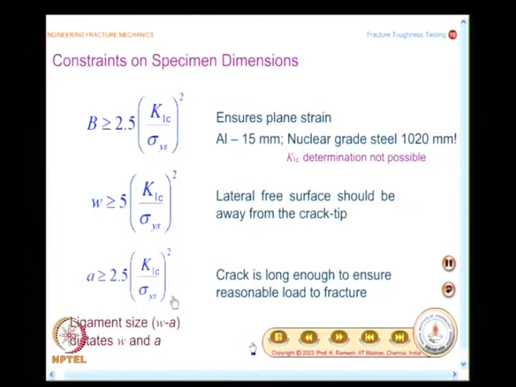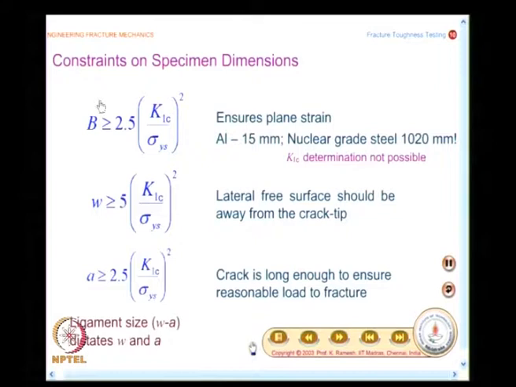And if you have really noted in all the standard specimens for fracture toughness testing, the value of A by W is around 0.45 to 0.55, you maintain it like that. So, if you go for non-standard specimens, then you will have to individually worry for how B should be selected and how A should be selected. In the case of standard specimens, the specimen dimension takes care of it.